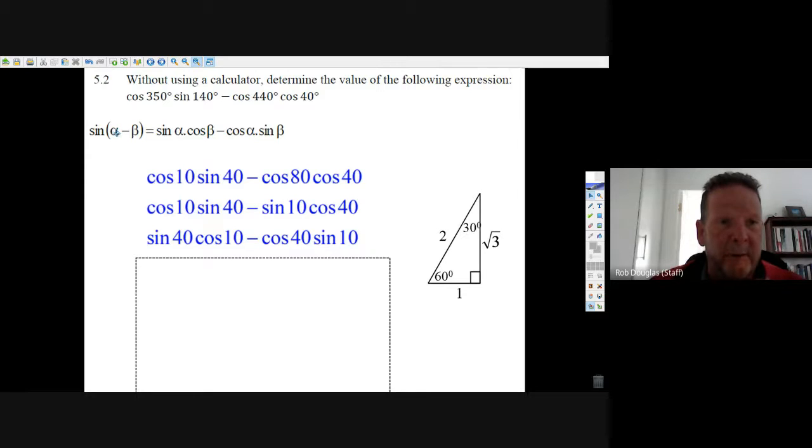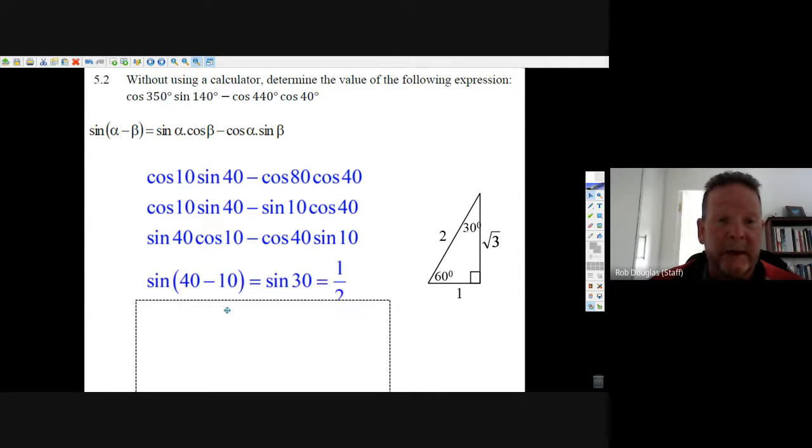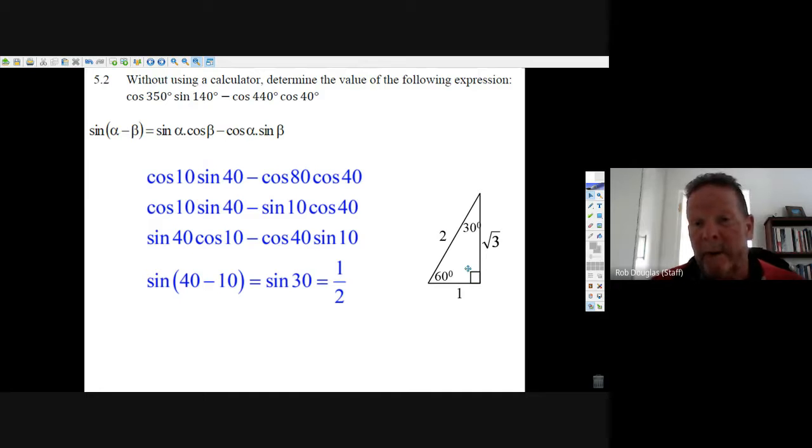The sine of those two angles subtracted is your answer. And the sine of 40 minus 10 is the sine of 30. And they said without a calculator, so I guess I better have my special triangle that shows that I know that the sine of 30 degrees, opposite over hypotenuse, is 1 over 2. Okay, that's just how it works.